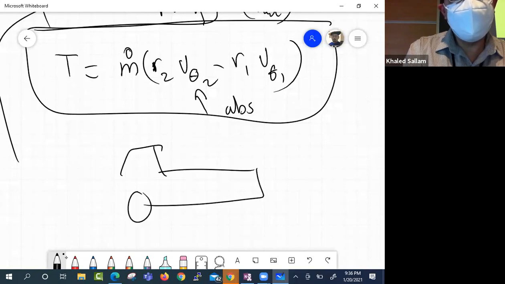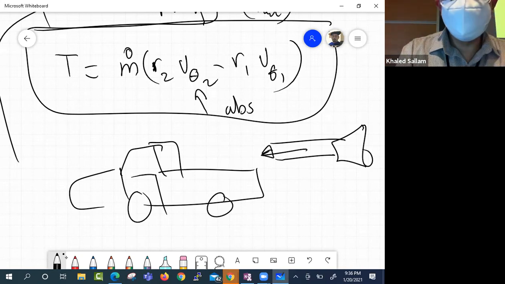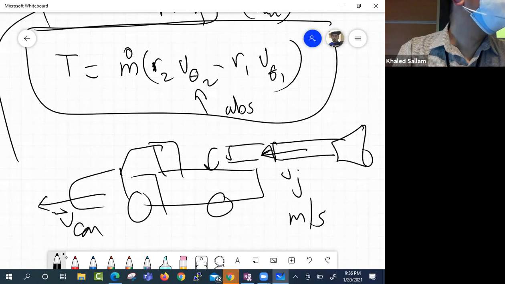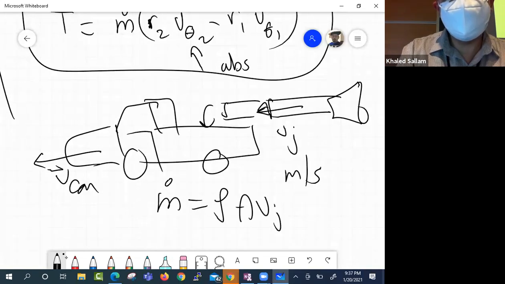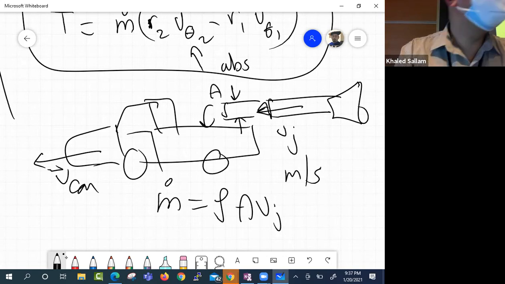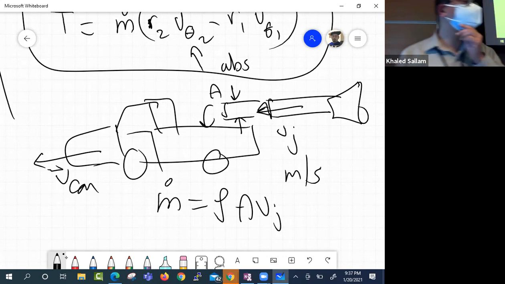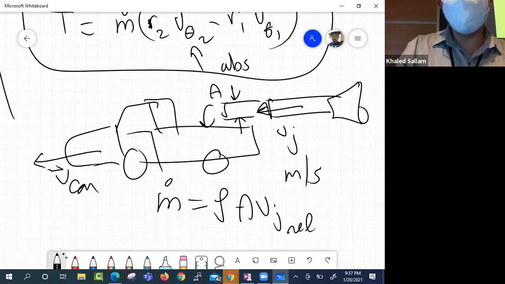imagine you are driving your pickup like this, and your friend is trying to be funny, and he's shooting water from his garden hose into your truck at, whatever, V jet meter per second. And you are driving your truck at V car, and you are trying to figure out how much water will actually end up landing in your truck. You say, well, the mass flow rate that will land, m dot, is rho water A V jet, where A is the cross-section area of that water. But if you are moving with the same velocity as V jet, nothing will land in your truck, right? So when it comes to m dot, it's not the absolute velocity that matters. It is V relative, V jet relative.